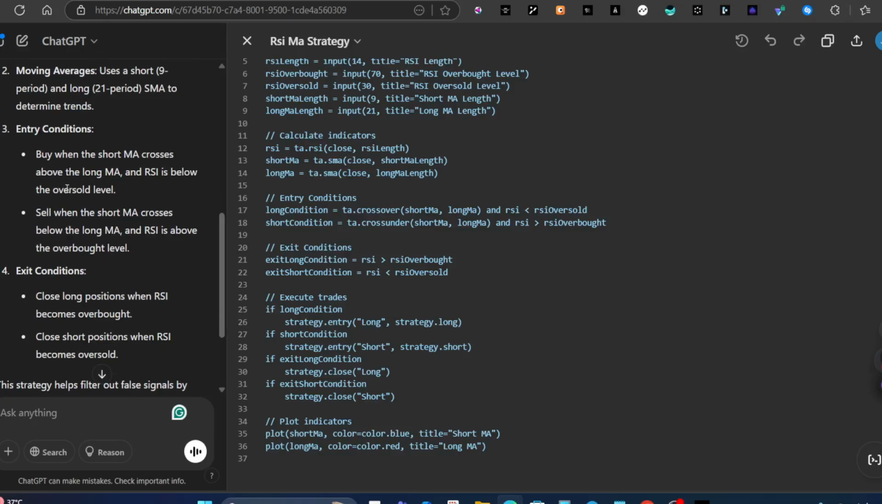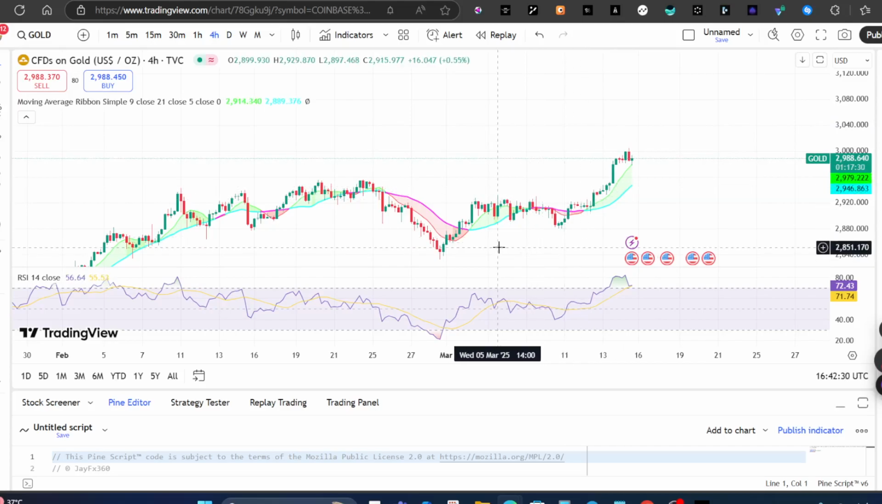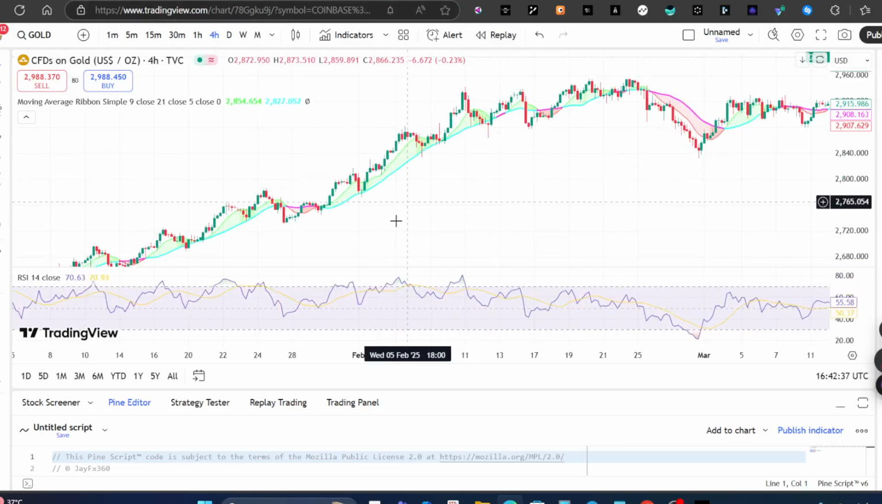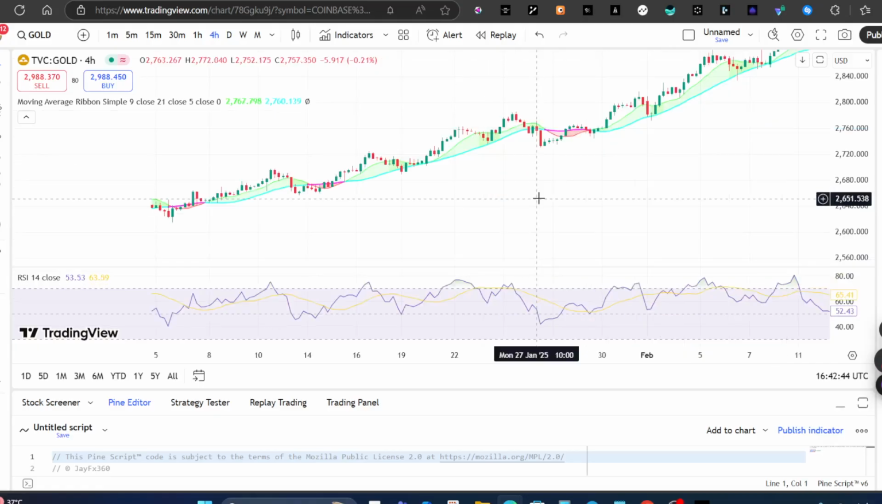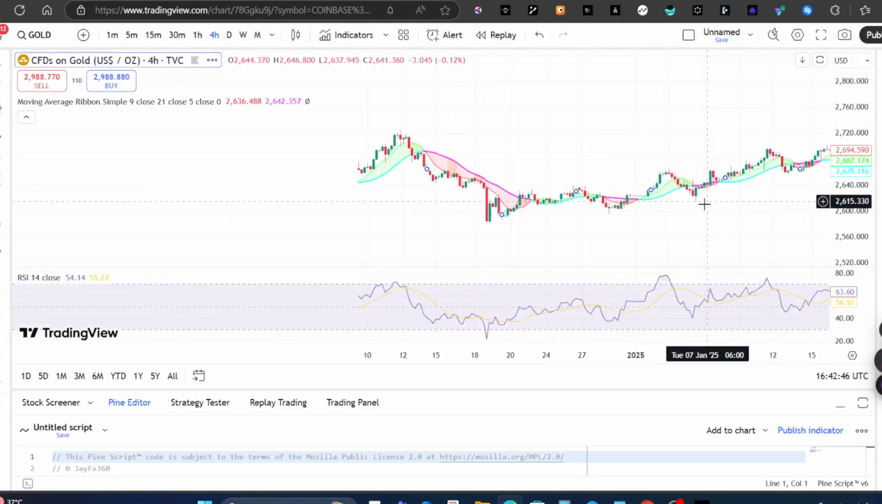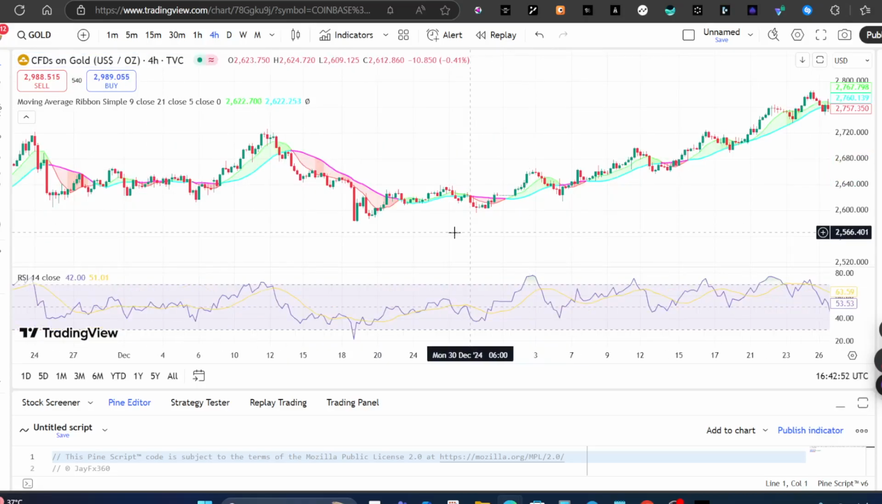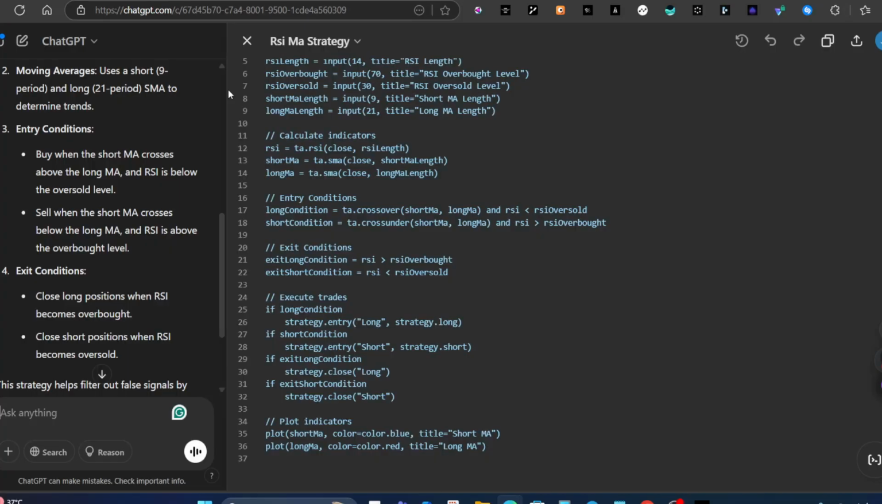Okay, then the entry conditions are buy when the short MA crosses above the long MA and RSI is below the oversold level. So before you execute a buy trade, you must have the short-term MA cross above the long-term MA, and you must have the RSI in oversold level. So let us look for an example. Let's see when we had that crossover and the RSI being in the oversold level, or rather climbing up from the oversold level. Okay, below the oversold level.